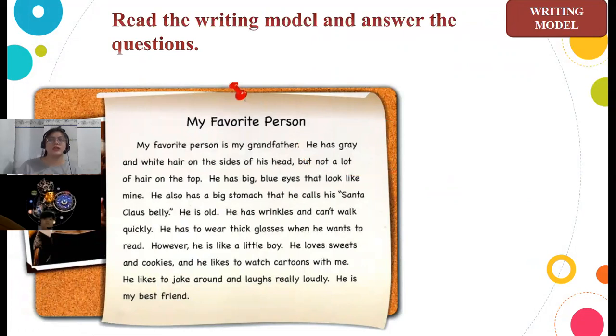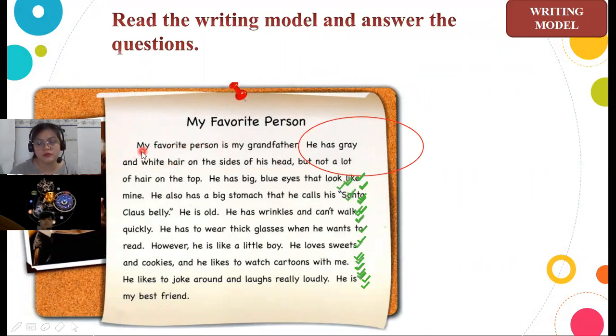Okay, so read the writing model and answer the question. Let's read this one first and then later on we'll answer some questions, okay? My favorite person. Continue. My favorite person is my grandfather.